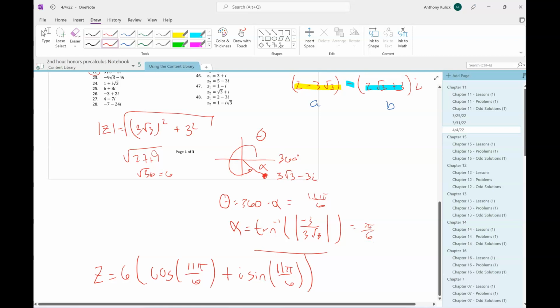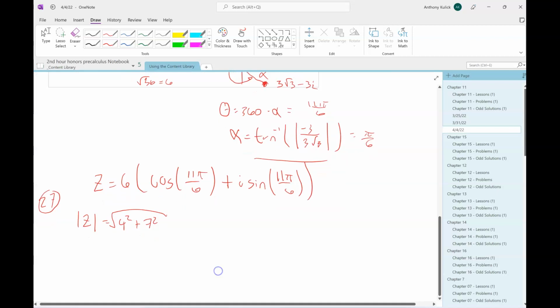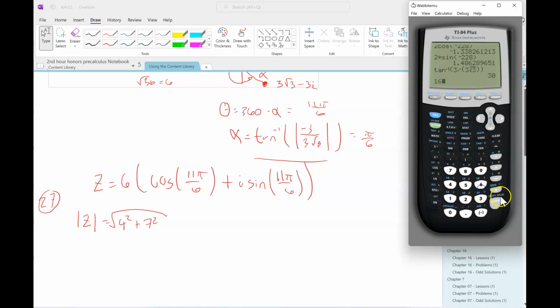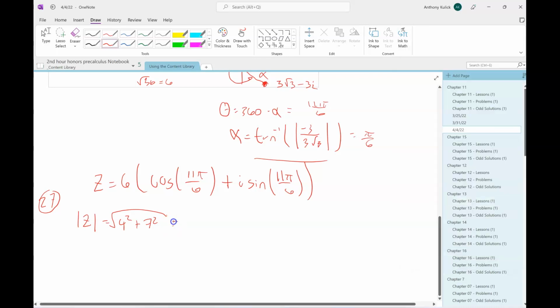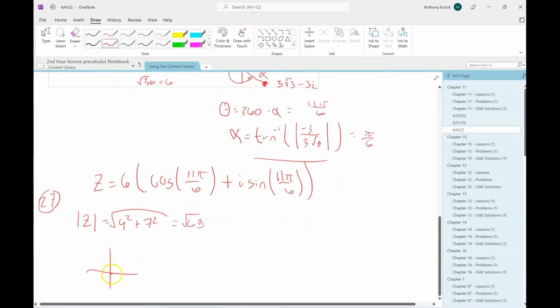Raylan, can you do 27? Yeah, so same thing, just we're not going to be able to get an exact answer out of this one. This one will just be a decimal. So we have 4 squared plus 7 squared. So 16 plus 49. So that's root 65. And then that's 4 over and 7 down.